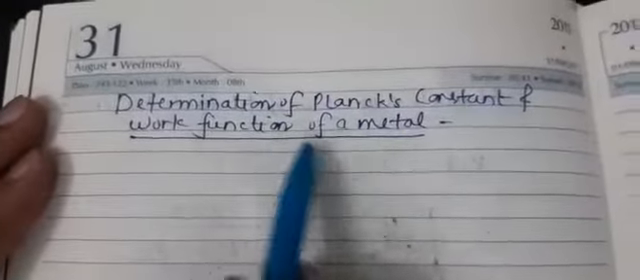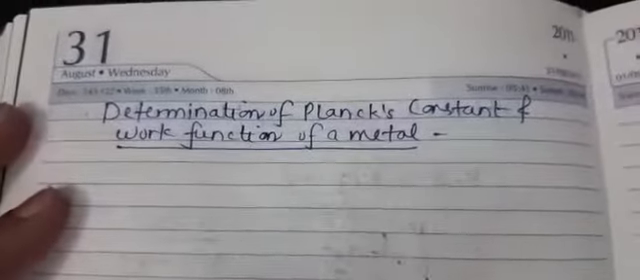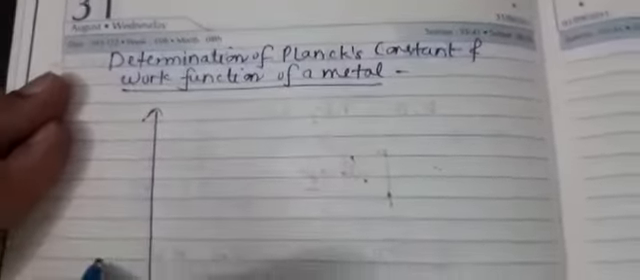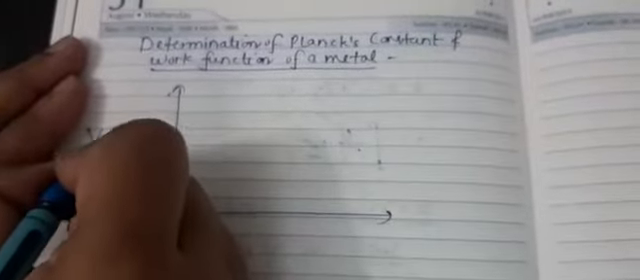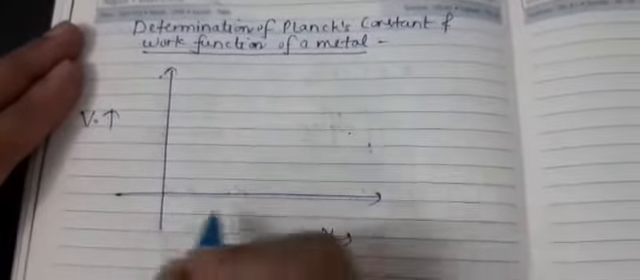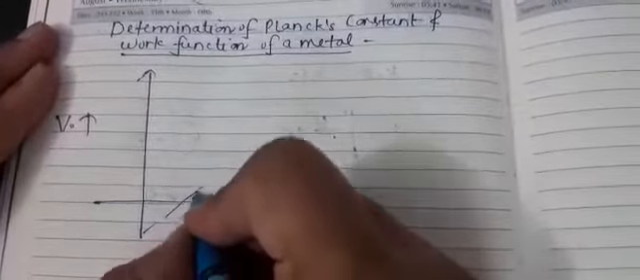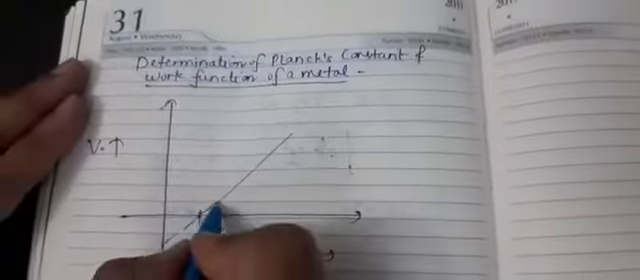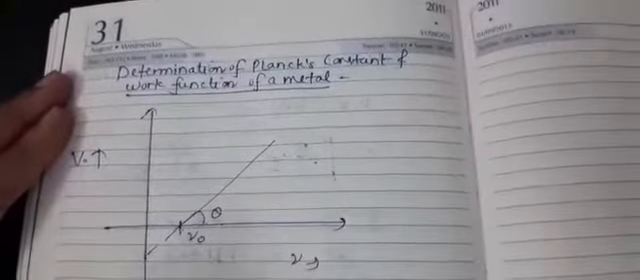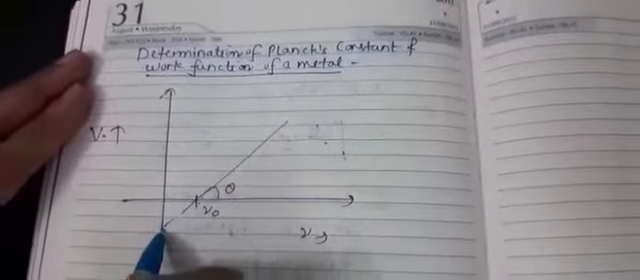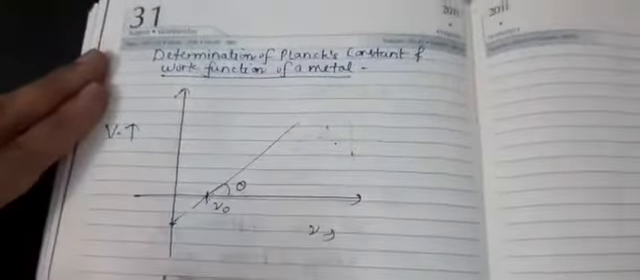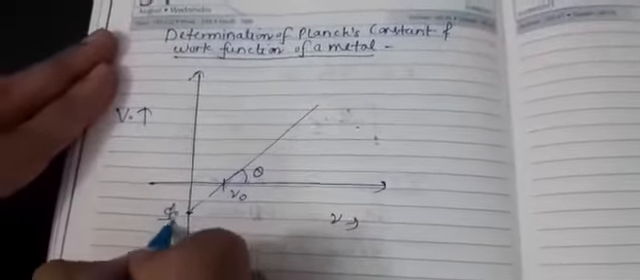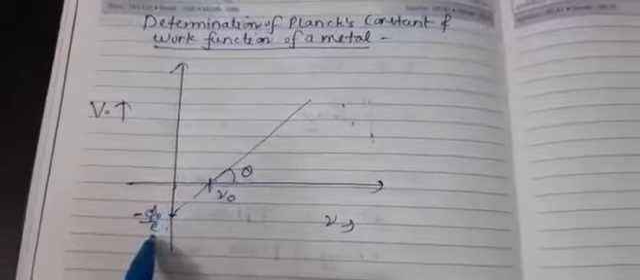Now we will determine Planck's constant and work function of a metal by this graphical representation. If we plot a graph between stopping potential and frequency, the graph will be like this, where this is the threshold frequency below which no emission of electron takes place. Let this angle be theta. And when we produce it in the backward direction, the intercept on this vertical axis will be phi naught upon e, with a negative sign, because it is the negative potential.